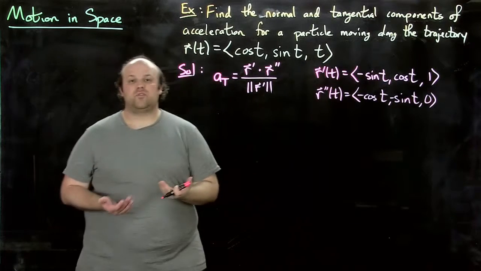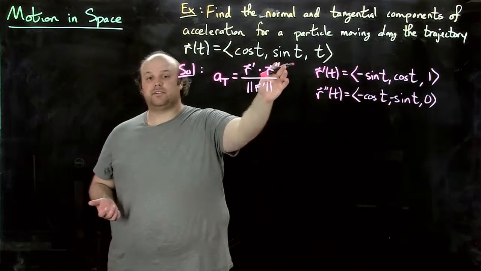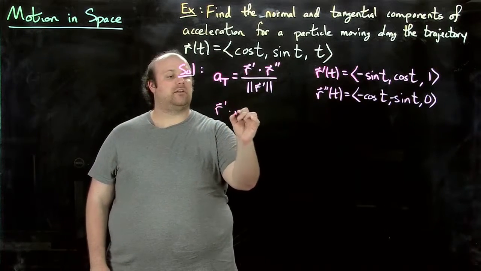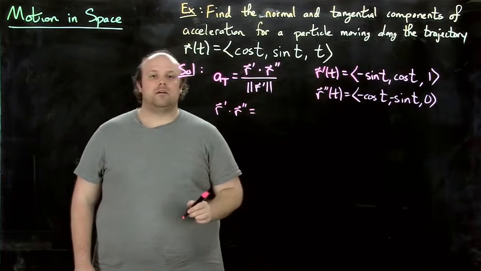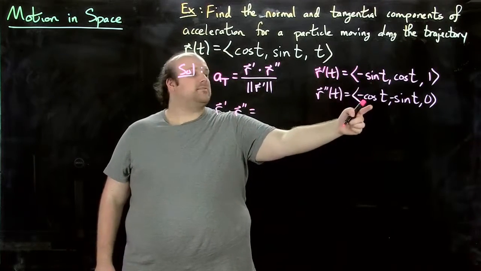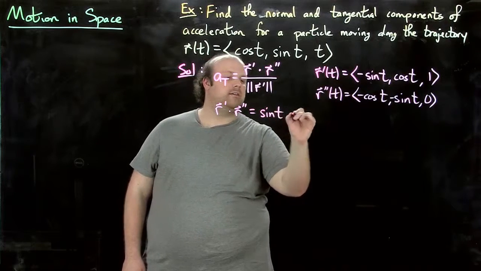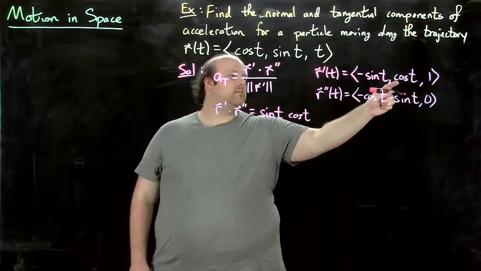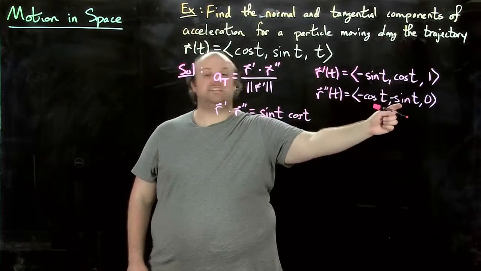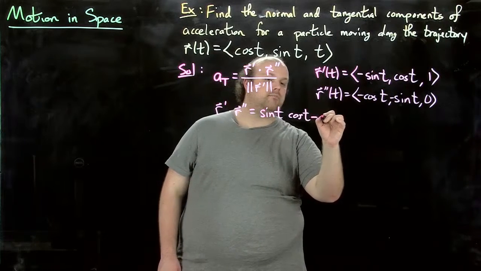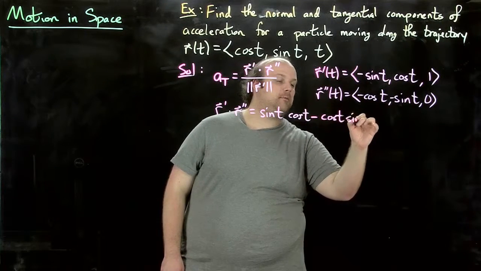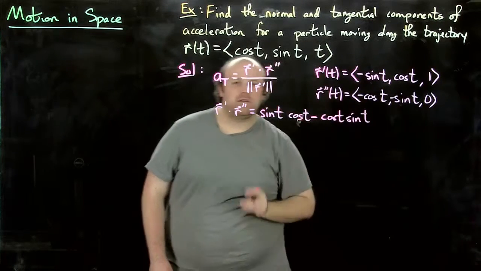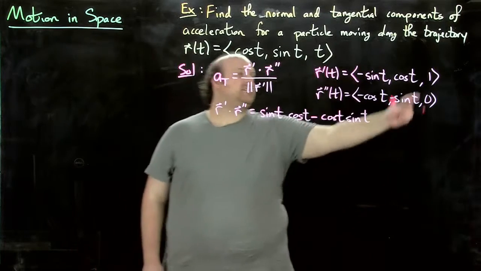All right. So if we're going to get AT, we need to do the dot product of these two. So let's go ahead and do that now. R prime dot r double prime. So we get negative sine times negative cosine, so sine t cosine t. And then we have cosine t times negative sine t, so minus cosine t sine t. And then plus 1 times 0.